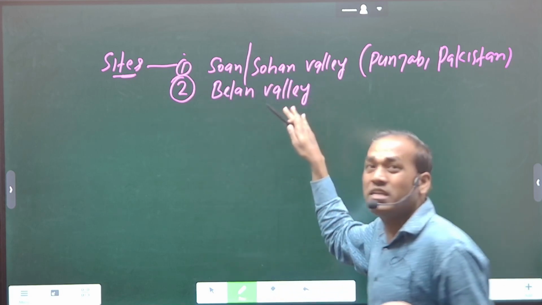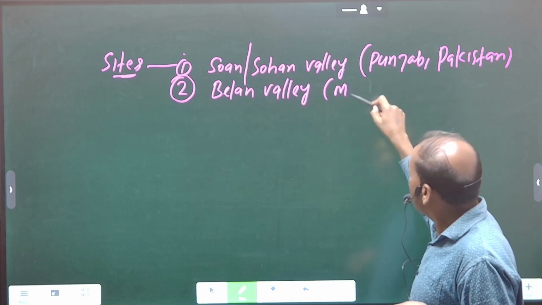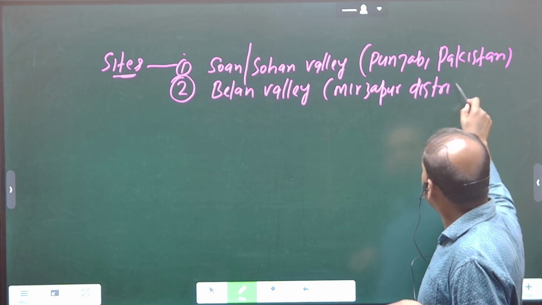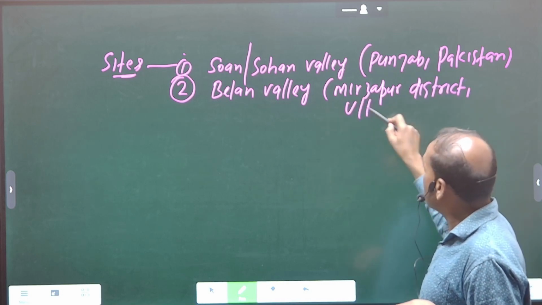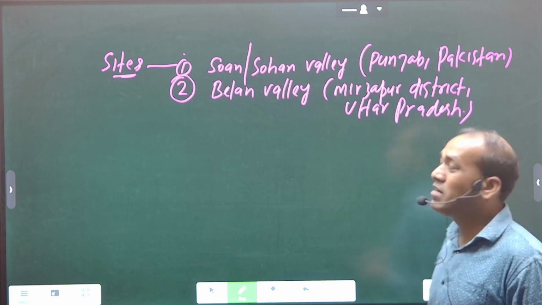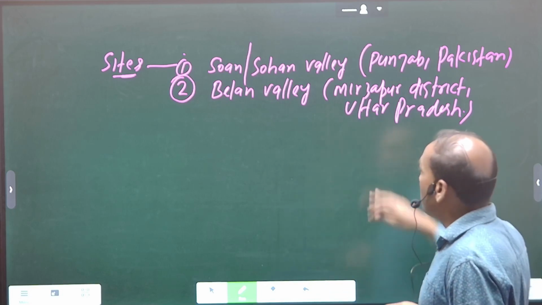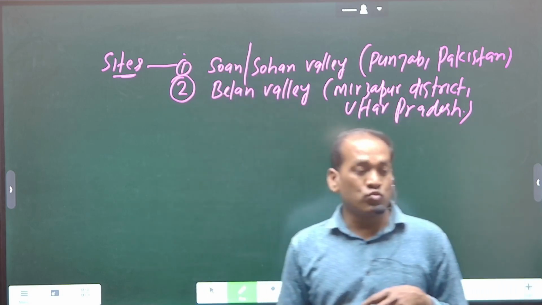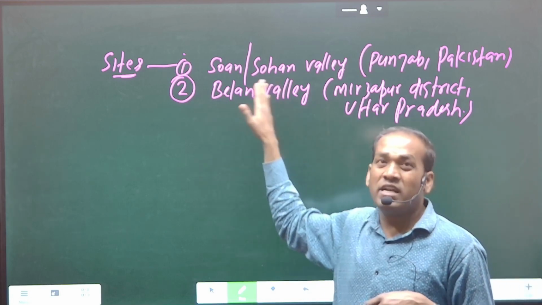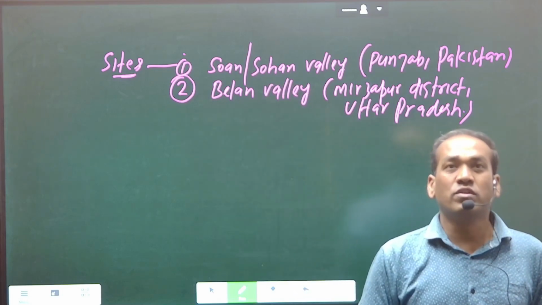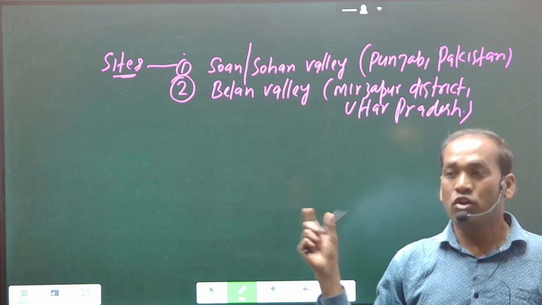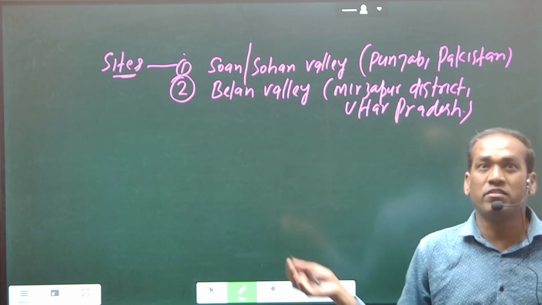Okay, this Belan Valley is located in Mirzapur district, Uttar Pradesh. Okay, Mirzapur district in Uttar Pradesh. So these are the two sites have been discovered from where we have evidence related to the lower Paleolithic age, or you can say early Paleolithic age. Lower Paleolithic age is also called as early Paleolithic age.